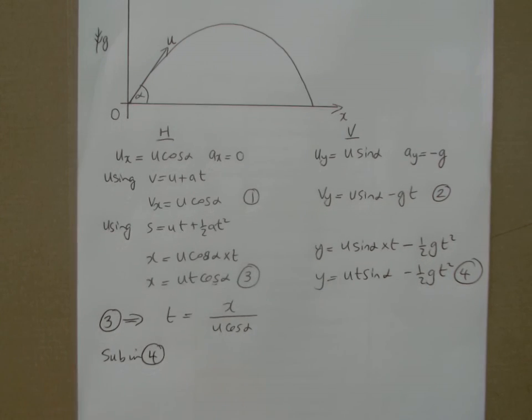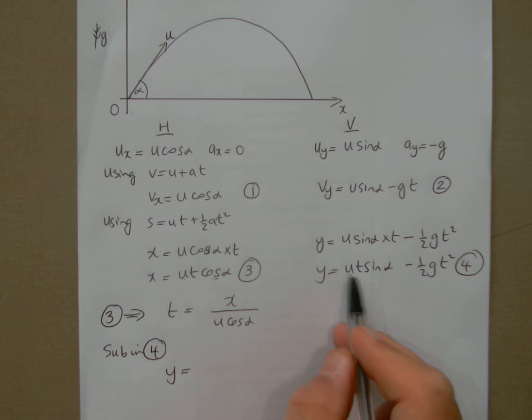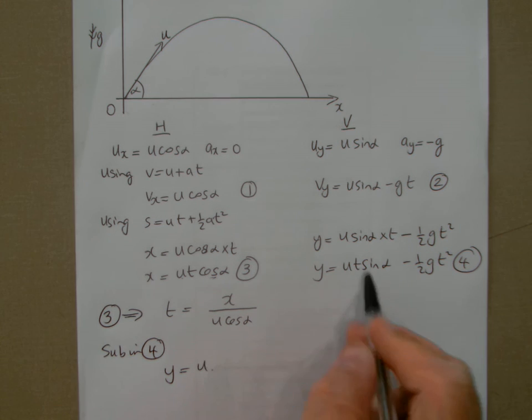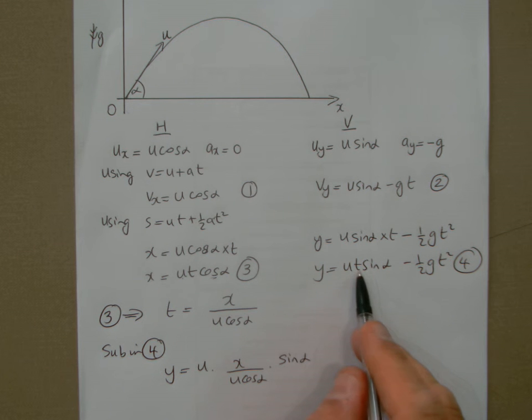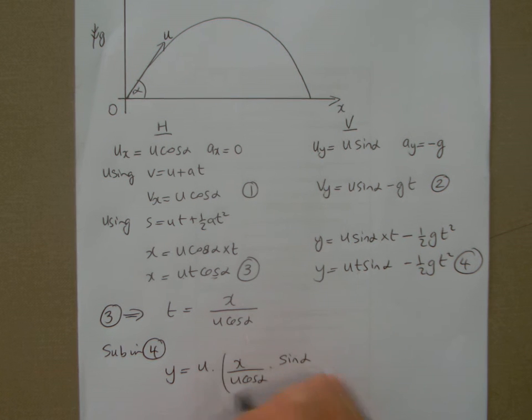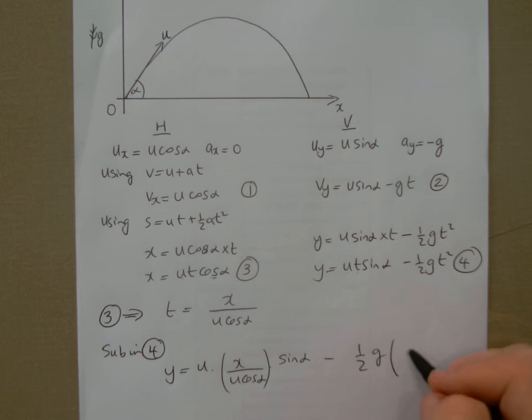Quite simply, sub into equation 4, so I'll have y equals, well, you've got ut, so u times t, which is x over u cos alpha, times sine alpha. So I'm just replacing t here with what I've got here, so put in the bracket if you want, and then we've got minus 1/2 g, and then we've got to square the t, so we're going to have x over u cos alpha squared.